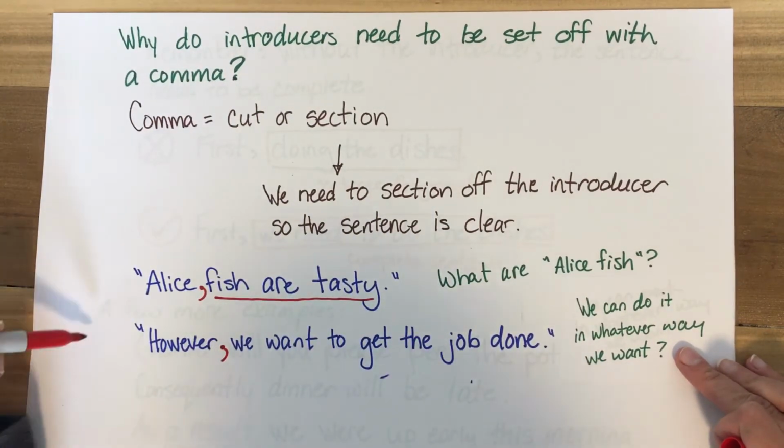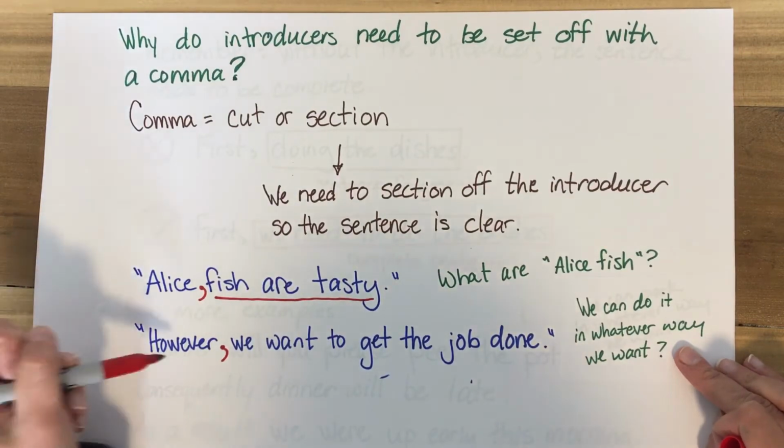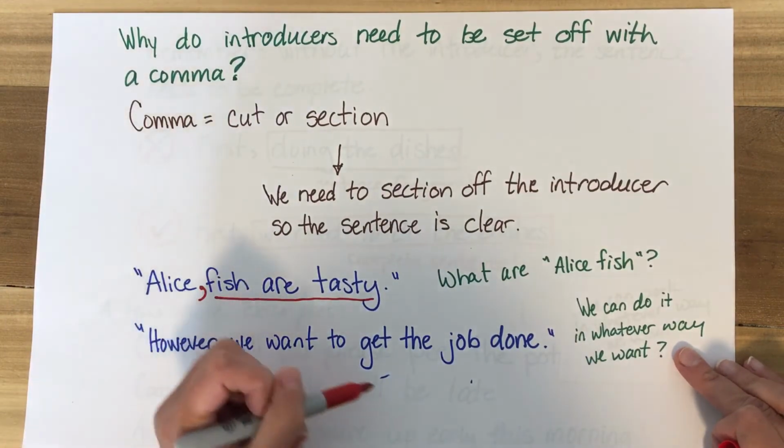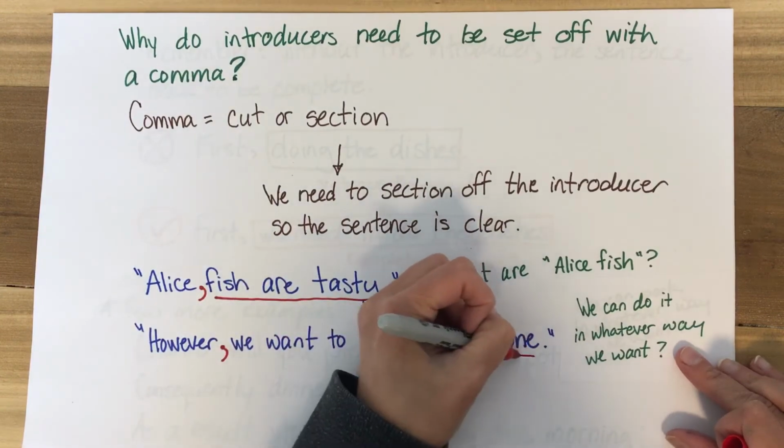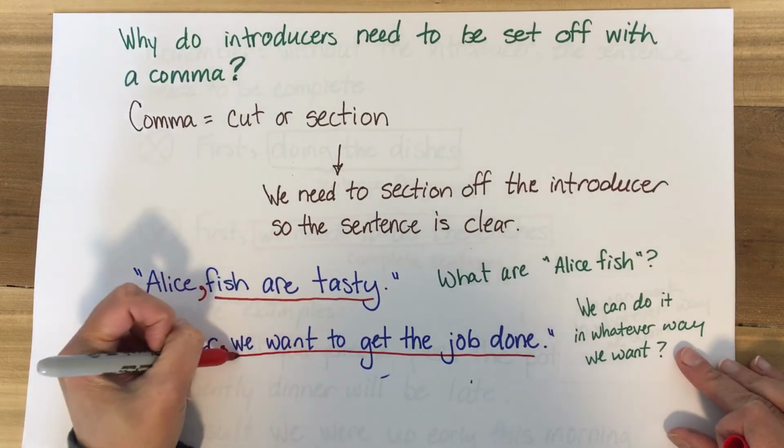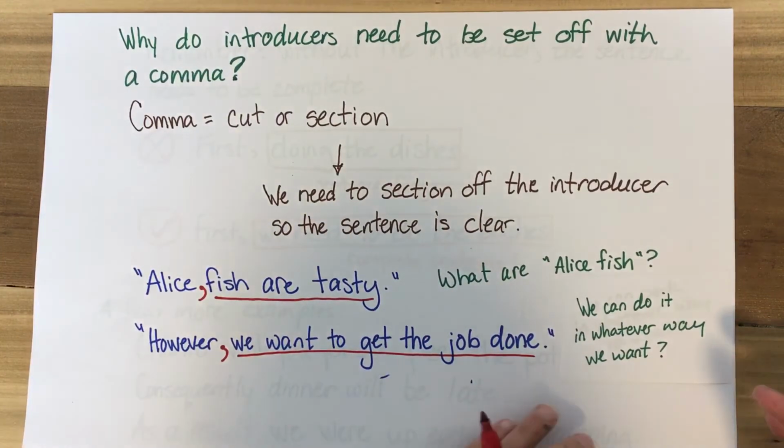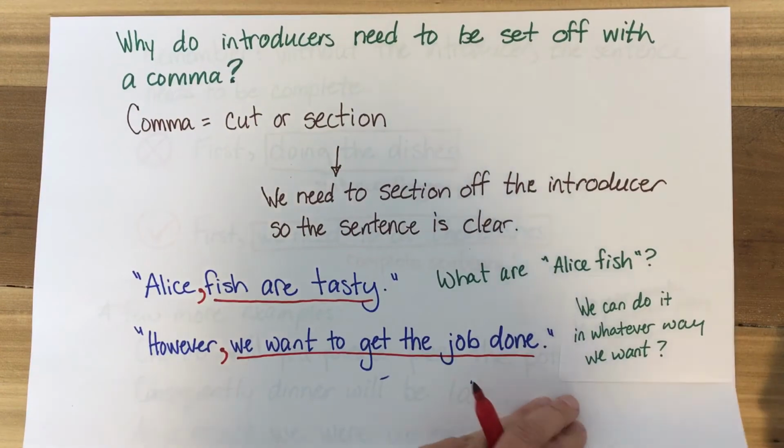So maybe the sentence over here before it was, this is going to be difficult, period. However, comma, we want to get the job done. In this sense, we want to get the job done is a full sentence. All right, moving on.